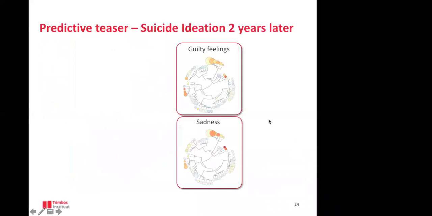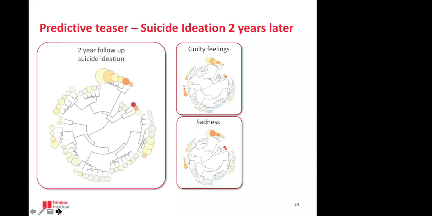What's obviously more interesting is whether these modules are able to predict certain events in the future. So the data set also has a 2-year follow-up. And if we now take again a look at these guilty feelings and sadness modules, colored by guilty feelings and sadness, and we also take a look at suicide ideation 2 years down the line, we see that it coincides with sadness, but it does not with guilty feelings. So guilty feelings and having suicide ideation doesn't seem to be a stable correlation across time, while addressing sadness at time point 0 appears to be predictive, or at least correlated with having suicide ideation 2 years later.